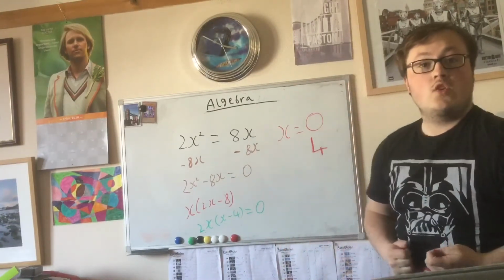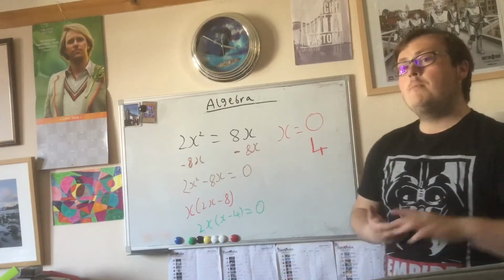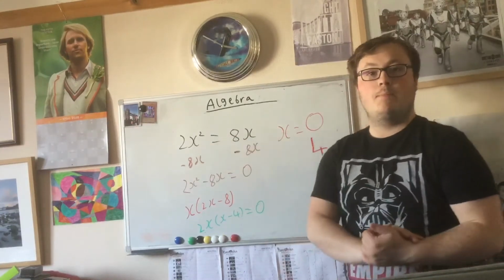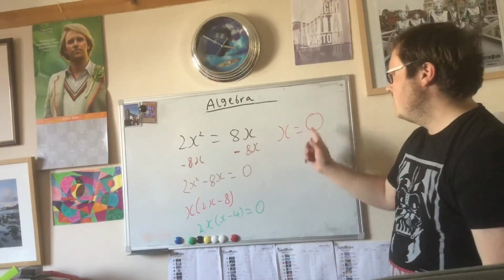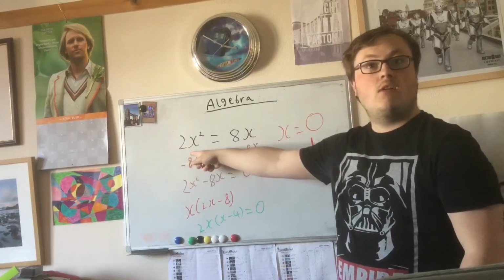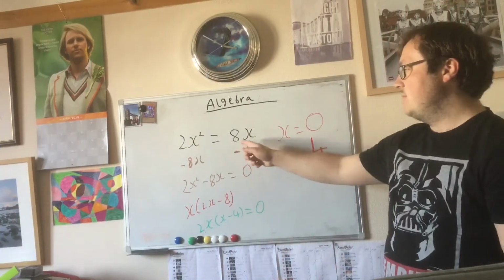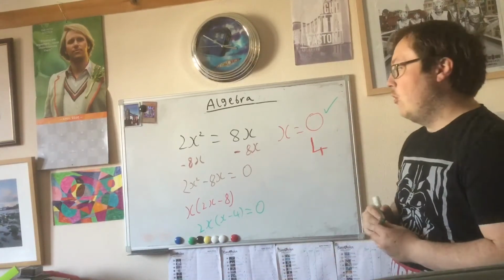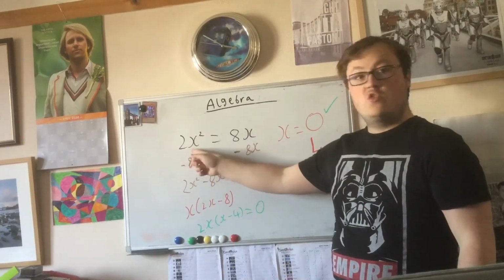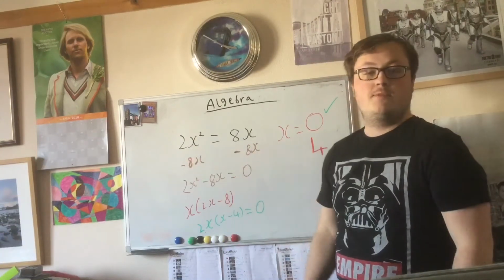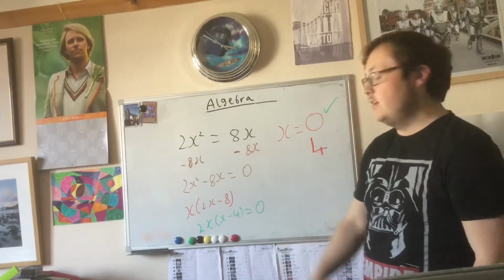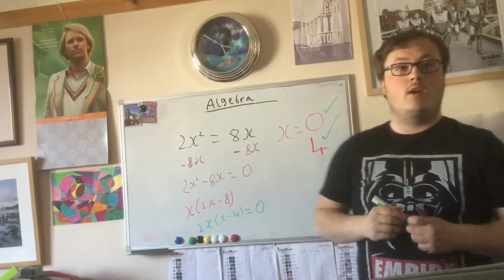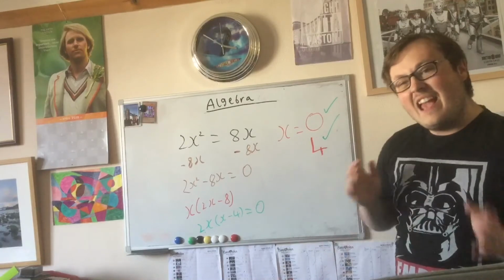If you're not sure if your answer is right, you might have got a different one, what could be a good way to check? Why don't you then put these values in the original problem and see if it gets you the right answer? So if we have 0, what's 2 times 0 squared? 0. What's 8 times 0? 0. So we know that works. What about 4? So 4 squared is 16. What's 2 times 4 squared? What's 2 times 16? 32. What's 8 times 4? 32 as well. So we know that works as well. It's just a good way to check in case you're not sure.